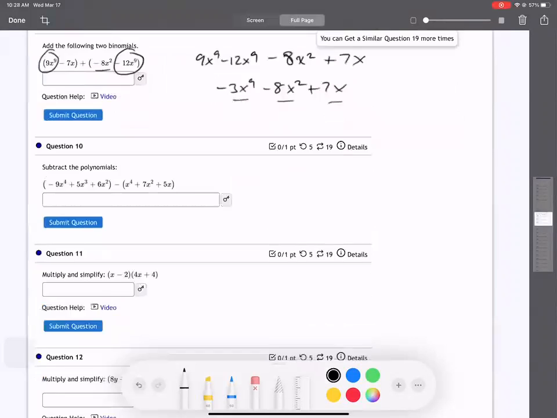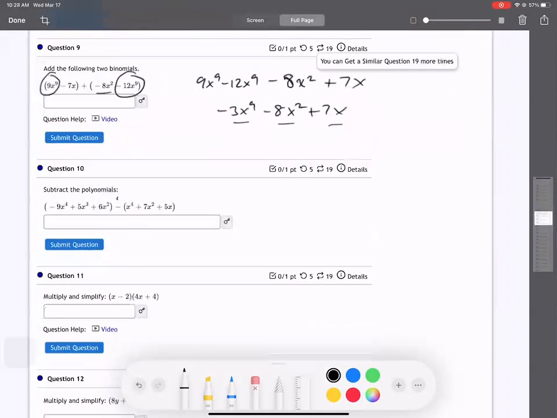Okay, the second problem has a minus sign because I want you guys to remember how to distribute this negative sign out. So this is negative 9x to the 4th plus 5x cubed plus 6x squared minus x to the 4th minus 7x squared minus 5x.